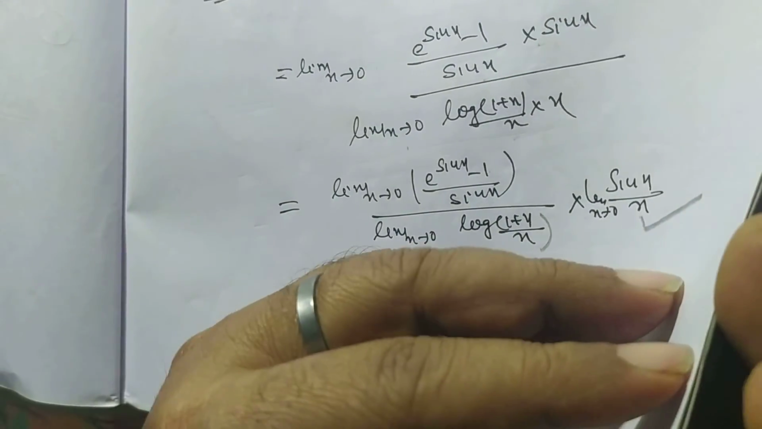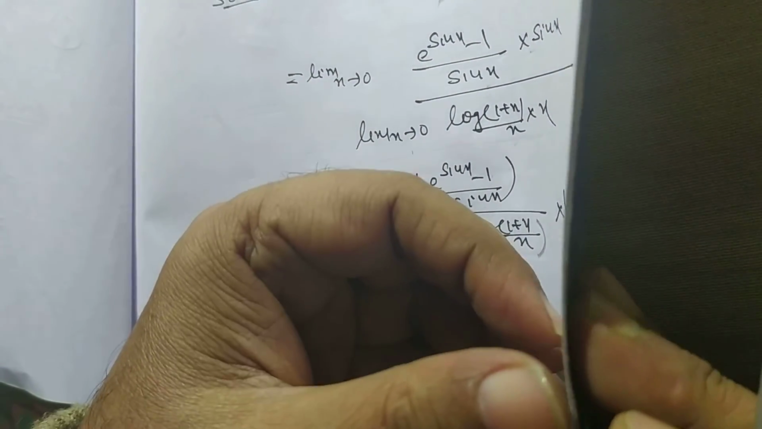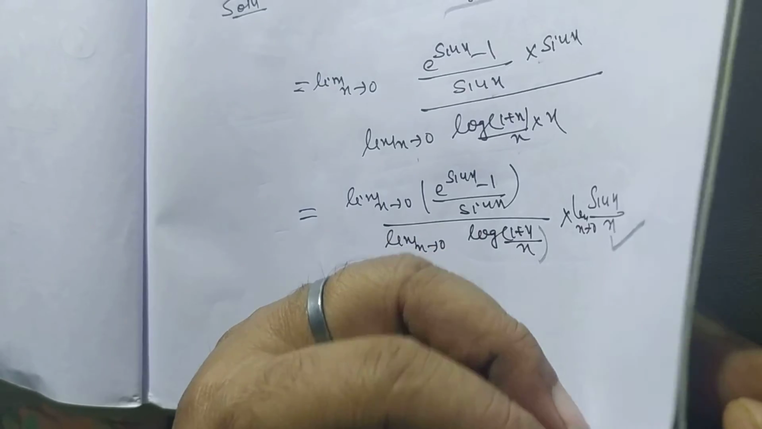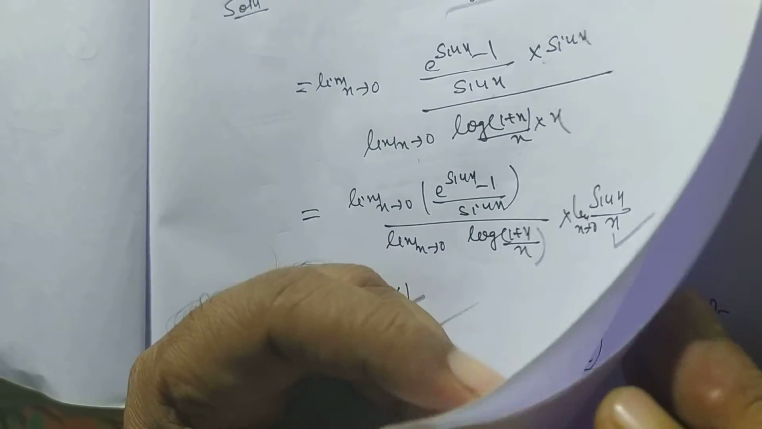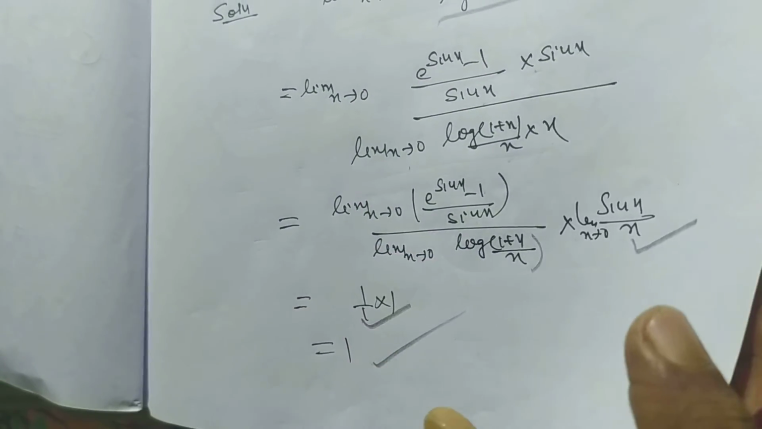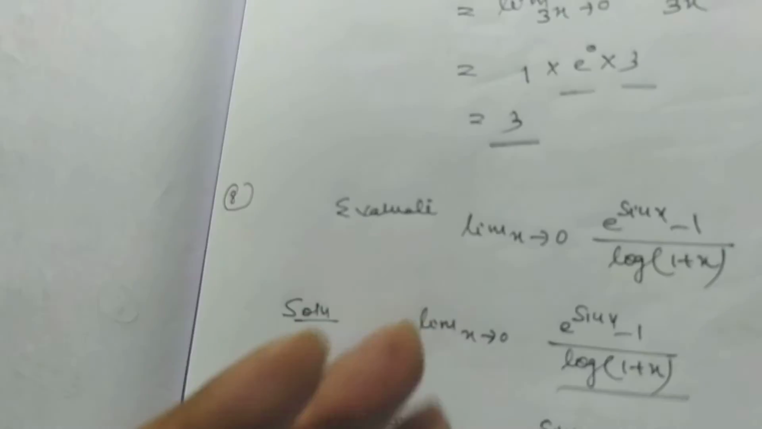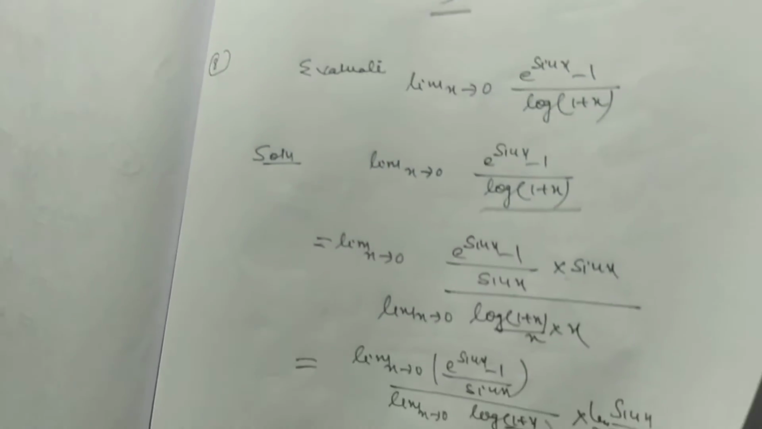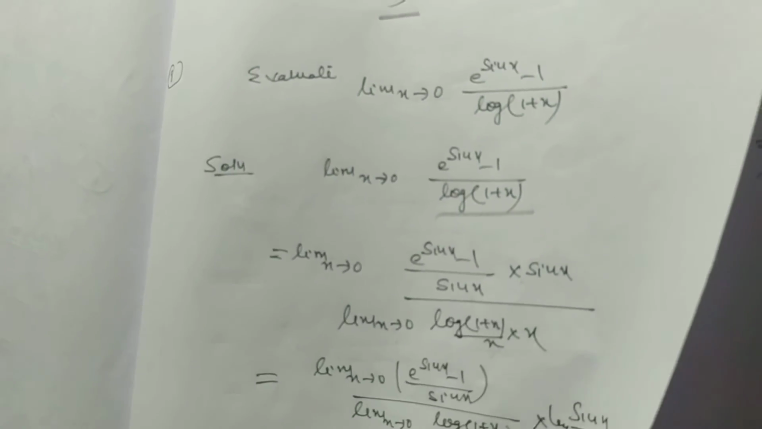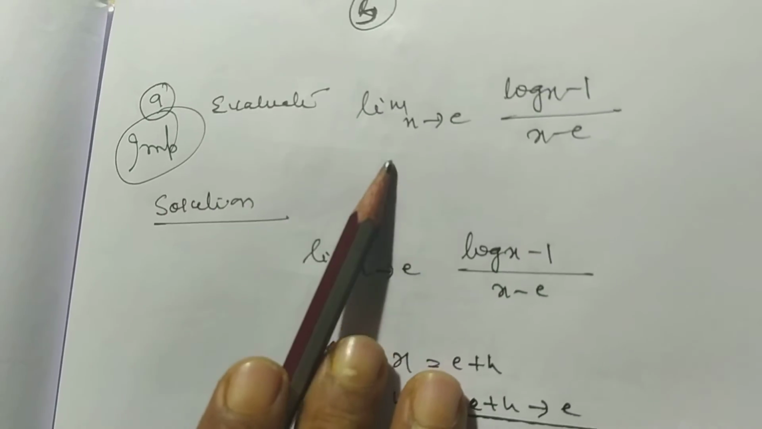So in this way, you can observe that these problems are a combination of two types of expression, logarithmic expression and exponential expression. Now problem number 9 is very, very important.